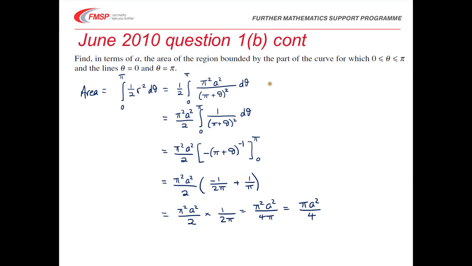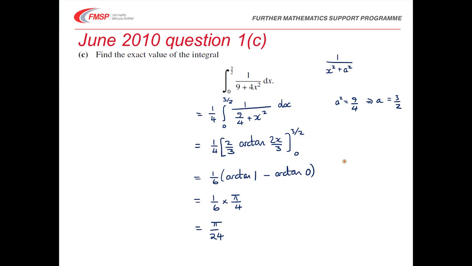Finding the area, there is a method mark for getting an integral in terms of r. There's an accuracy mark for doing that integral correctly and with the correct limits. There's a method mark for substituting those limits in, and an accuracy mark for getting the correct final answer. This method mark here, the expression you're substituting into does need to be of the correct form, even if it's not quite accurate.